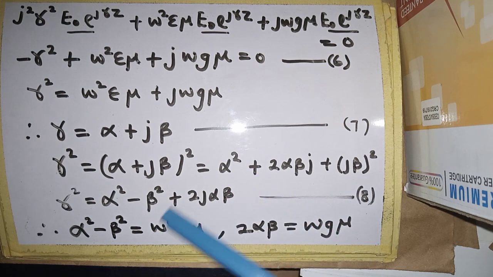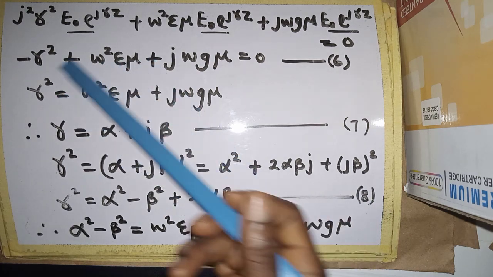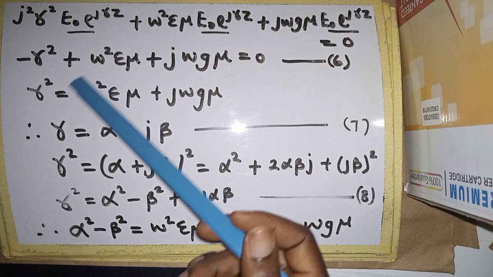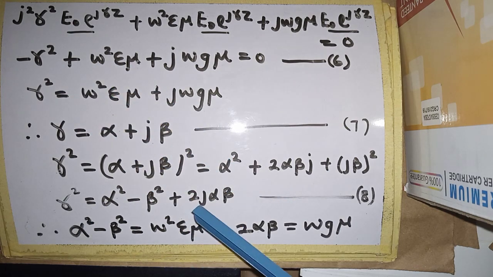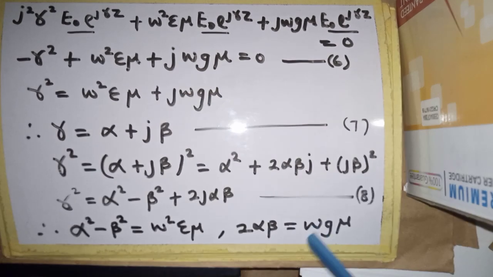So we can now compare this expression, equation 8, to this equation. So we can see that alpha squared minus beta squared is exactly equal to this expression, while 2 alpha beta will be equal to ωσμ, which is this expression.